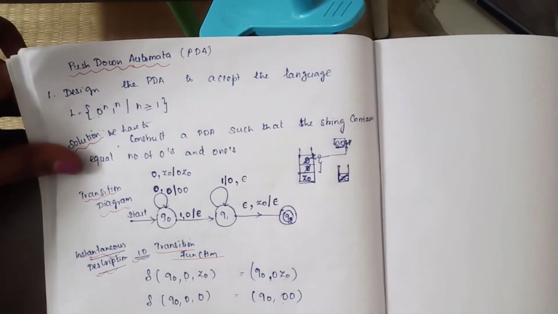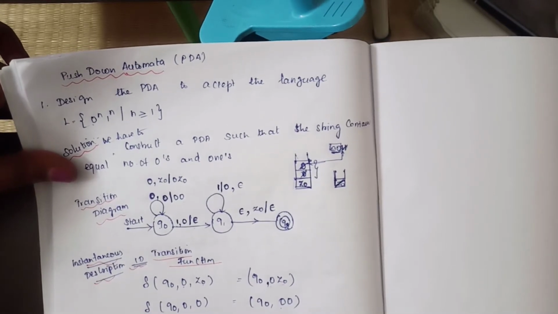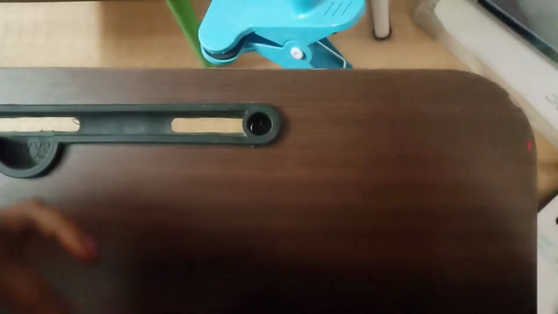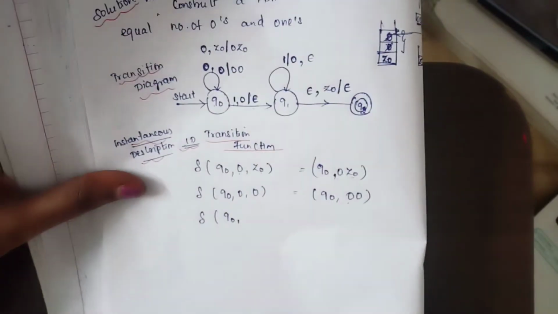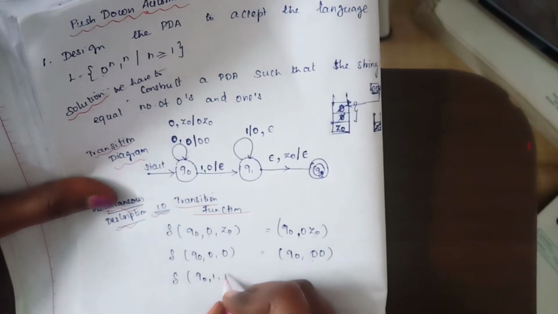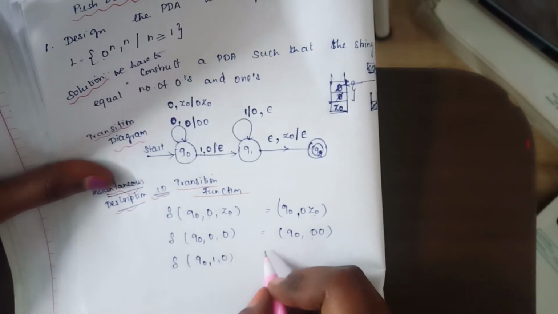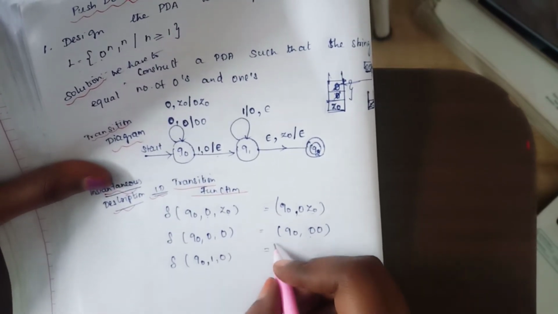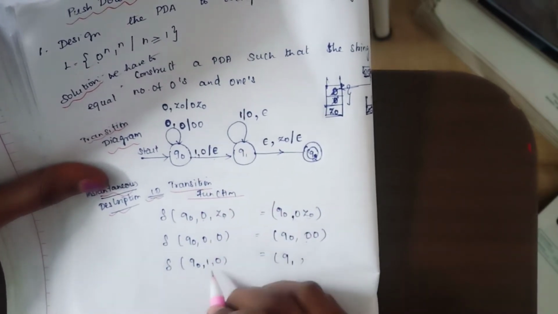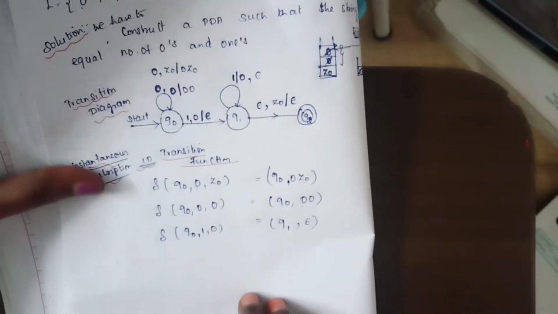So the top of the stack is 0. After that you will have q0 and my input symbol is 1, and the top of the stack is 0, right? Whenever this kind of input occurs, it goes to q1, and it pops off this particular symbol 0 from the stack and gives epsilon, right?